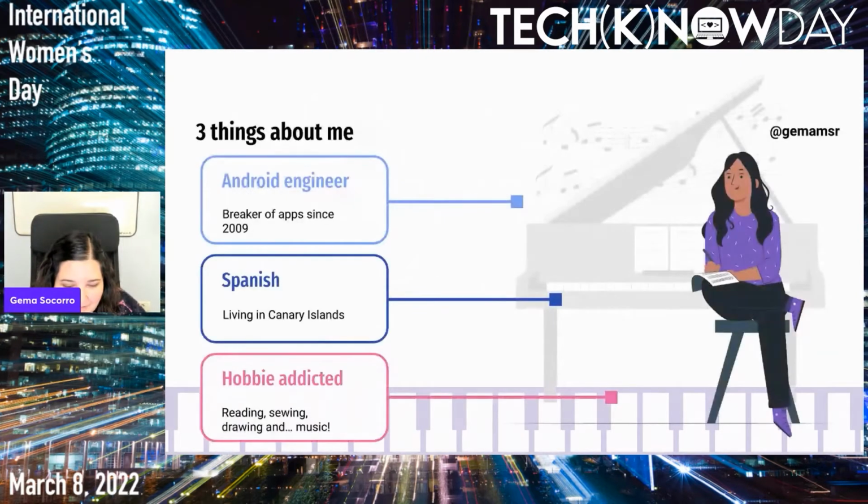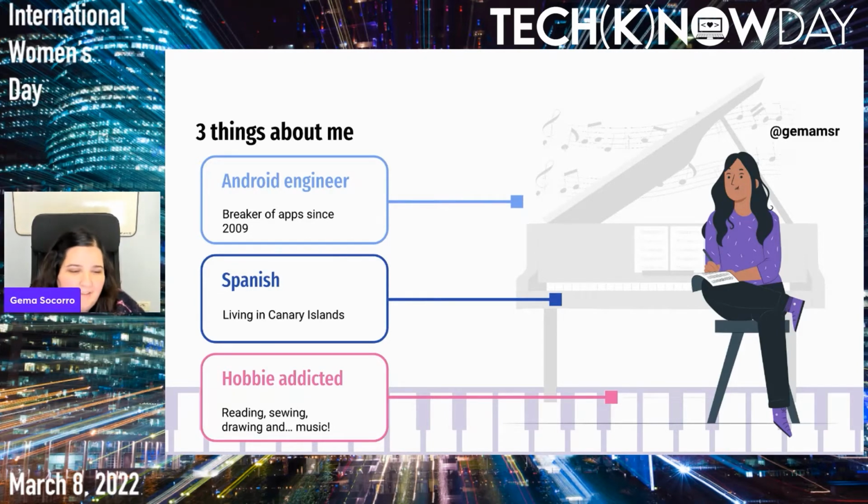So first, before starting, I'm going to talk about three things about me, so you can know me better. I'm an Android engineer. I have been breaking apps since 2009, also fixing them, but mostly breaking. I have also done some iOS and backend, but what I like more is Android development. I'm Spanish. I live in the Canary Islands, which are part of Spain.